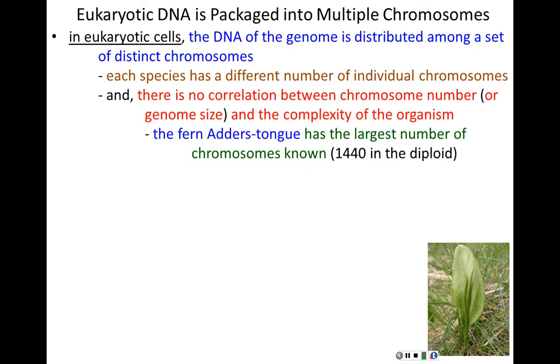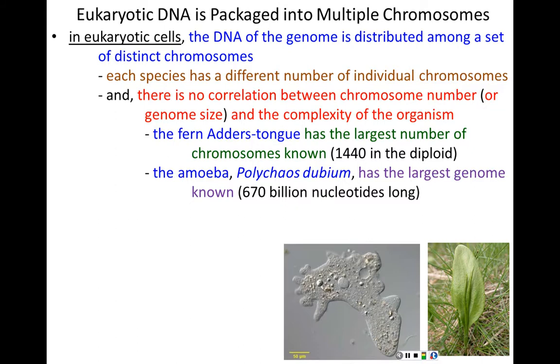Driving that point home again, the organism on this planet with the largest number of chromosomes known to man is the fern, this plant called adder's tongue. Adder's tongue in the diploid state has 1,440 chromosomes. That's an incredible number of chromosomes. Again, it's the largest number known to man, and it's in a plant.